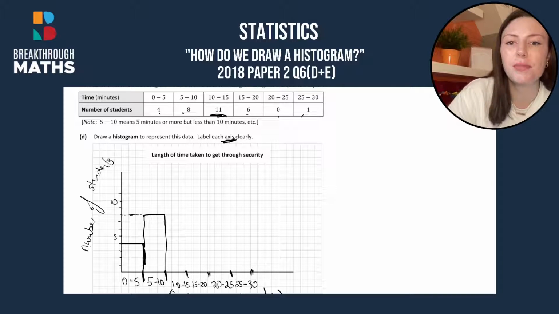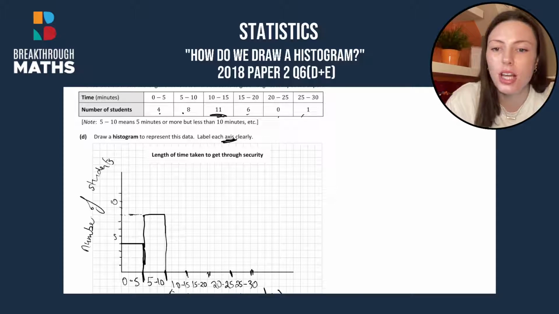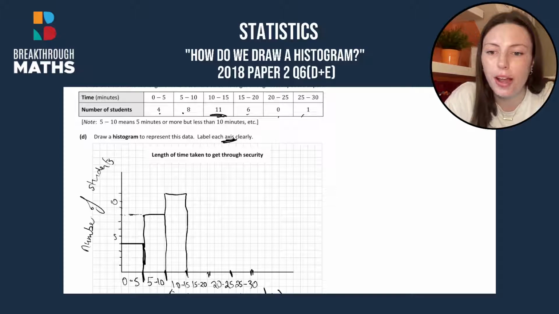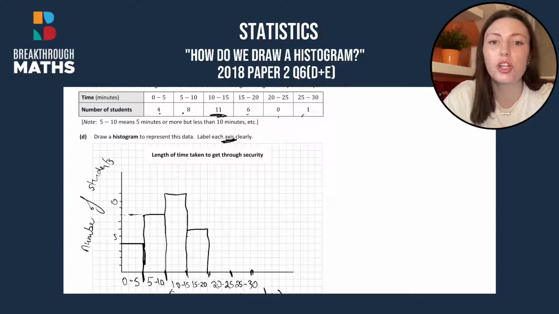Between 10 and 15 minutes, we have 11 students. So we've marked that out already. That was up here. We draw across and we go down to meet what we drew. Then we have 6 for 15 to 20. So we have 5 here, so that means 6 is going to be here. And we go down. Then we have 0 for 20 to 25, so we don't draw in anything. And we've 1 for 25 to 30. So we just have 1 here.